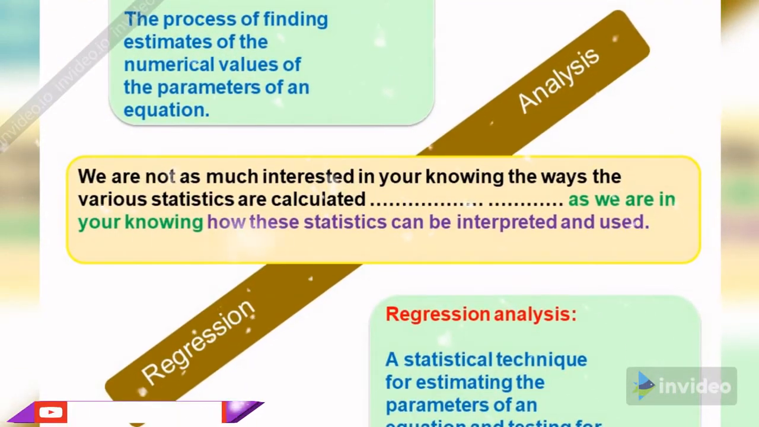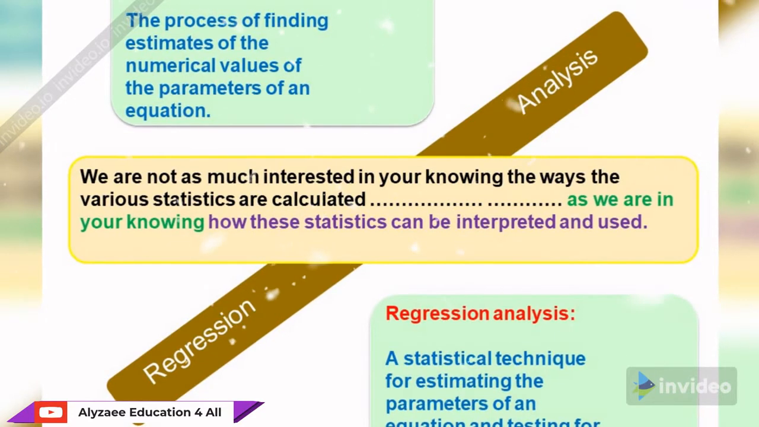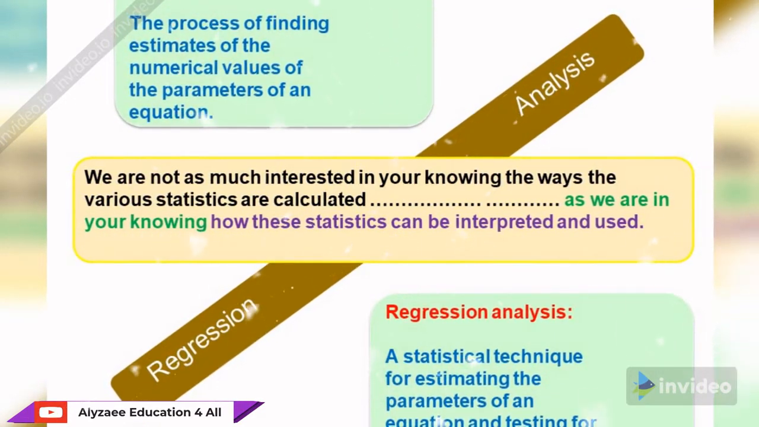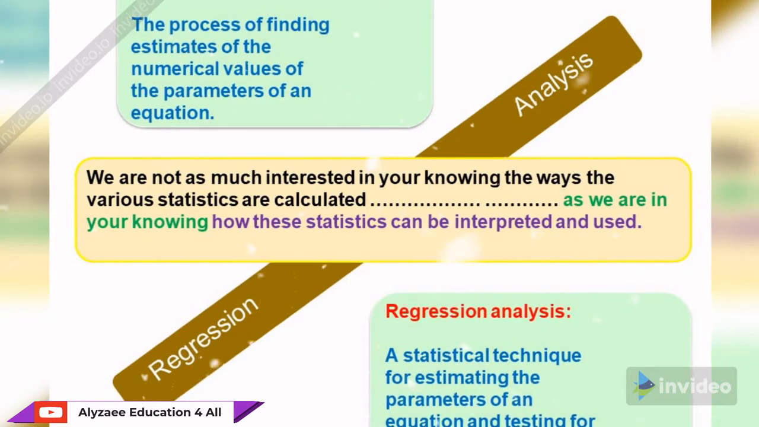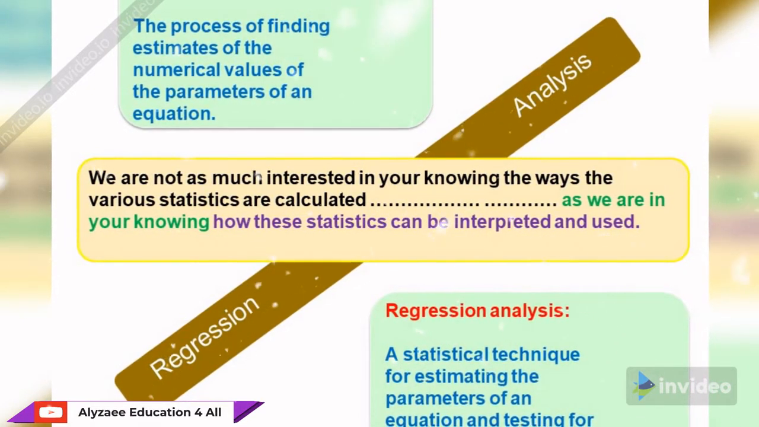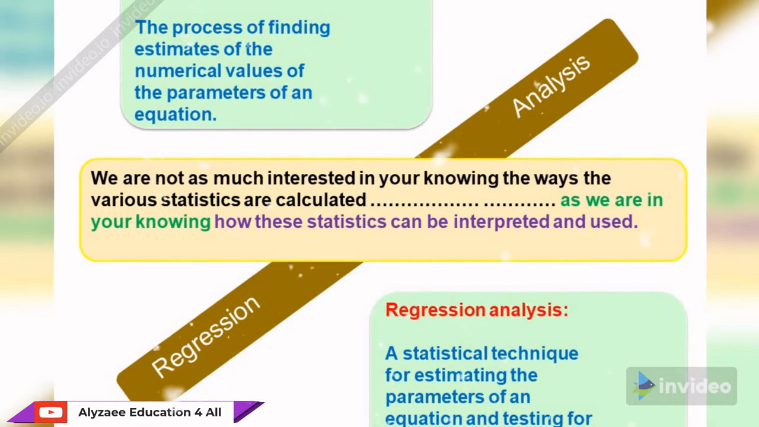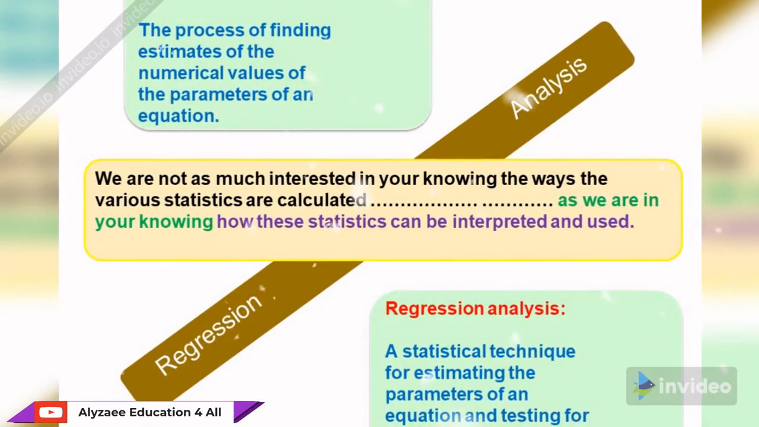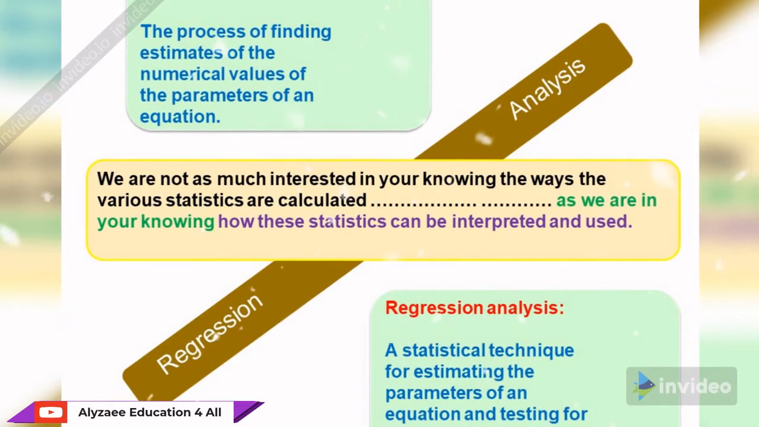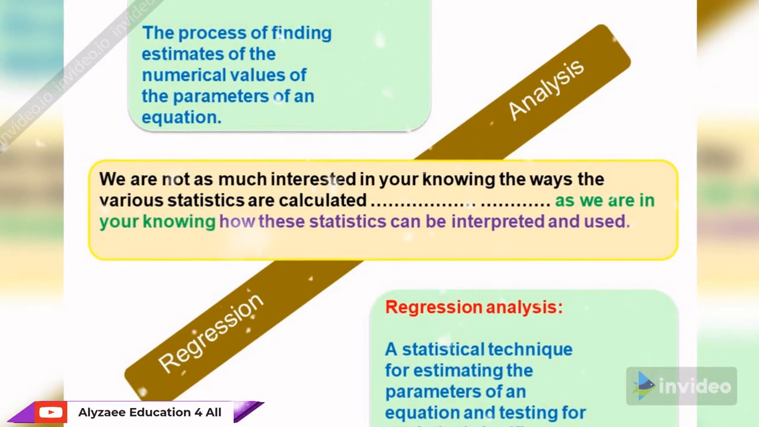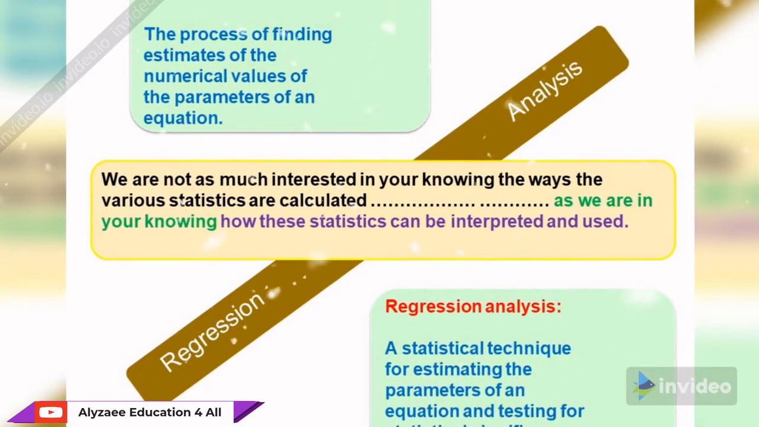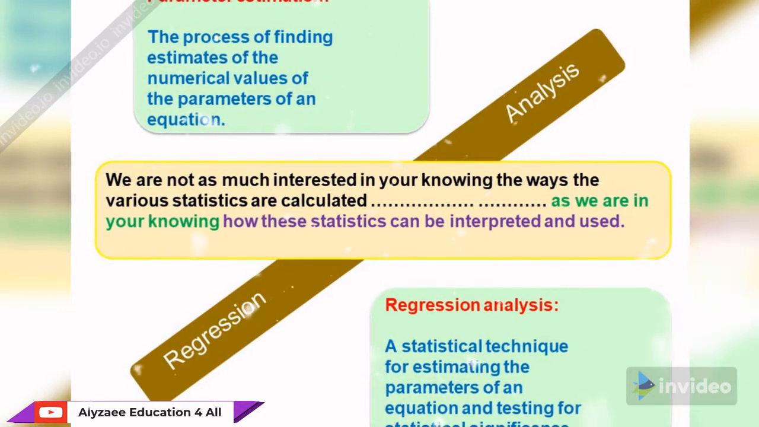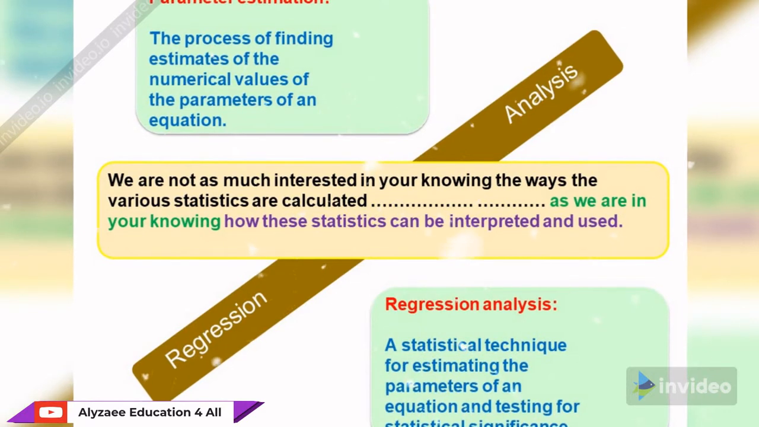In regression analysis, we come to know about two things. One is parameter estimate and the second is regression analysis. So what is parameter estimate? The process of finding estimates, the process in which we find the numerical values of parameters of an equation. Whereas regression analysis is a statistical technique for estimating the parameters of an equation and testing for statistical significance. So that is the difference between the two.